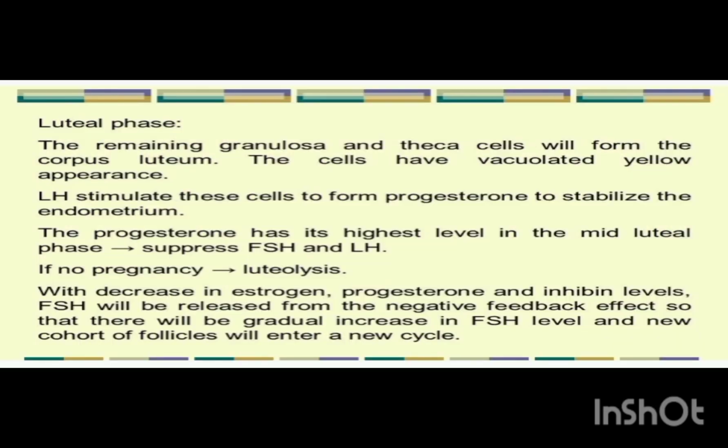Next phase is the luteal phase. The remaining granulosa and the theca cells will form the corpus luteum. The cells have a vascularized yellow appearance. So once the matured egg is released, whatever remaining granulosa and theca cells are there become the corpus luteum.